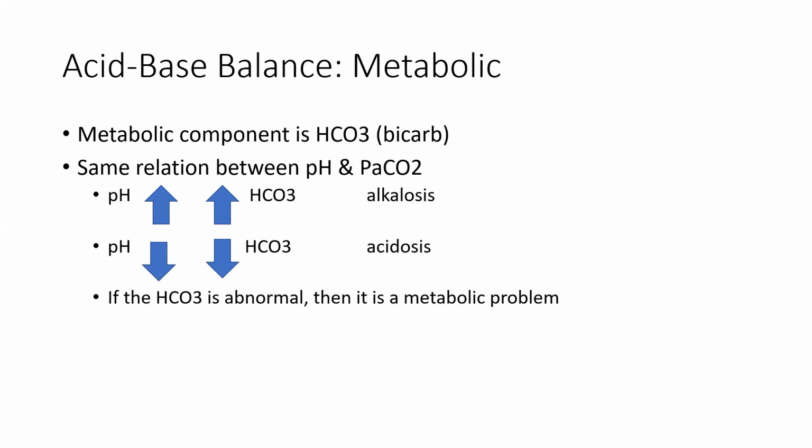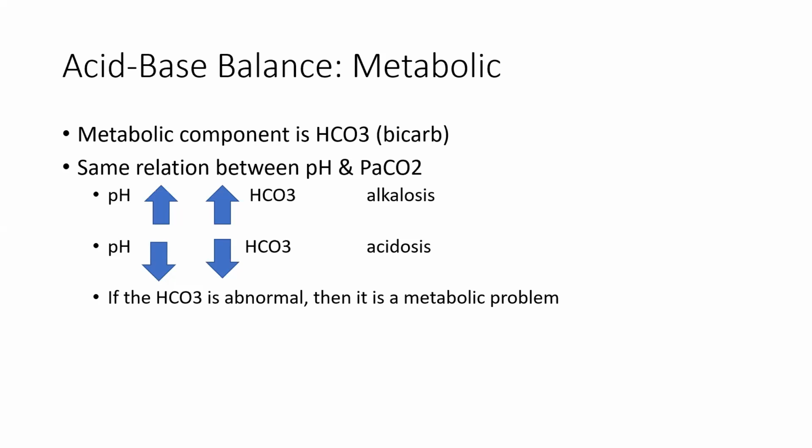So metabolic, again, we are looking for the bicarbonate, okay? If the bicarb is abnormal, then we have a metabolic component. Now, with the respiratory, we learned that the pH and the CO2 levels are reverse of each other. Well, what you're going to find in a metabolic problem is that the pH and the bicarb go in the same direction. So if I have an elevated pH, I'm anticipating that the bicarb will also be up in an abnormal situation.